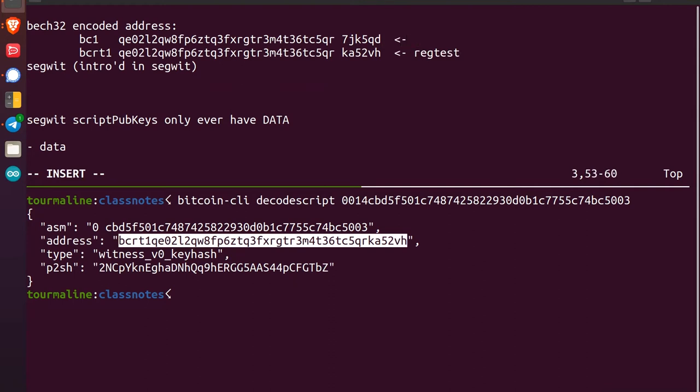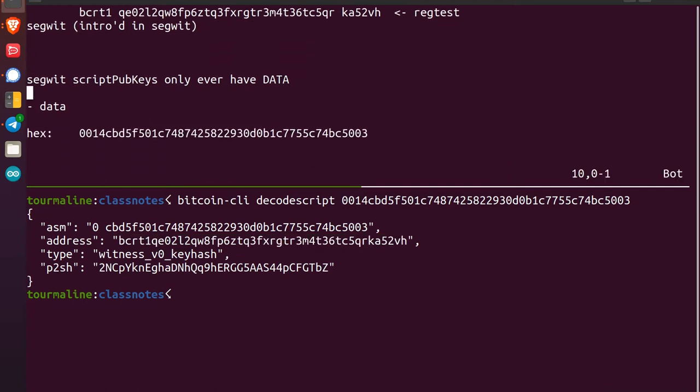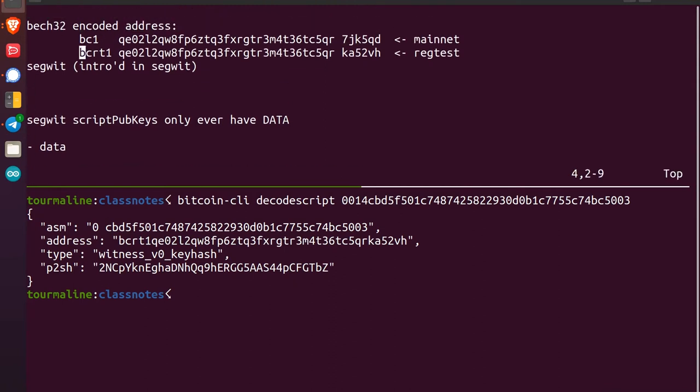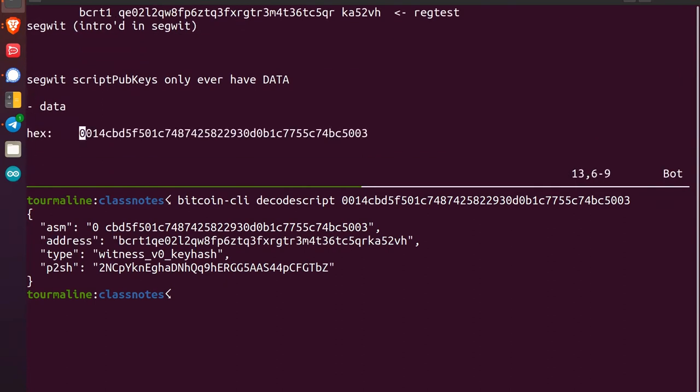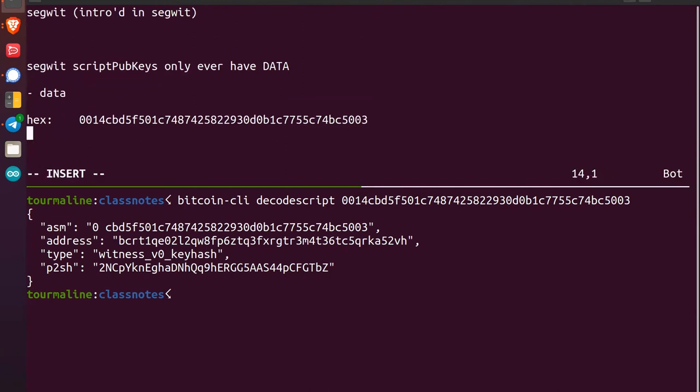This is the mainnet address, and it has the same data in it. If you take this data and re-encode it as hex instead of bech32, you get this. That's where the hex comes from.